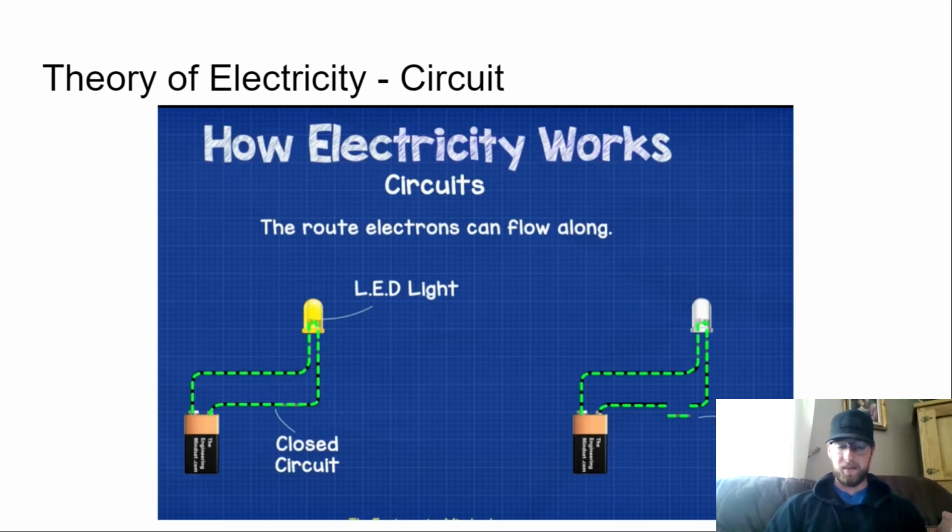There are three basic components of an electrical circuit. First, we have the source of power. A battery, for example, could be the source of power. Then we have the component that is using the power supply, like a light. And then finally, we have the conductive wires which connect the two.